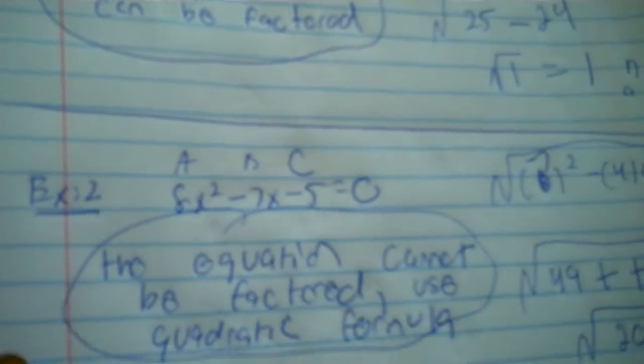You're either going to write this or this. The equation can be factored. The equation cannot be factored, use quadratic formula. That's all you do. Okay. Next one, example 3.